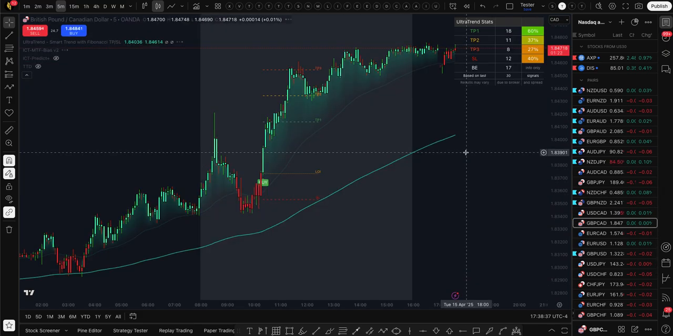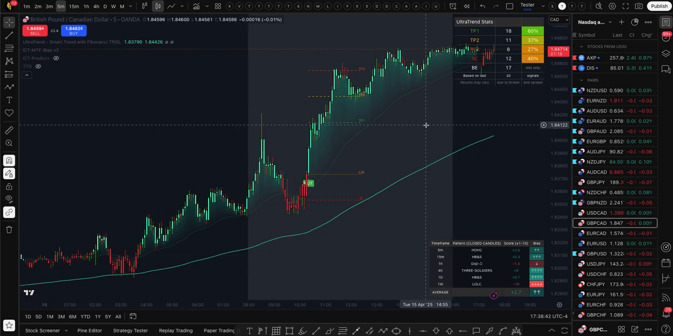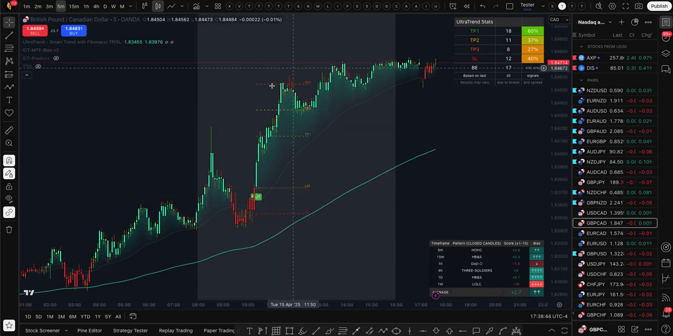So let's go to GBP CAT. This one, heck yes. This one would have been a beautiful TP3 right here. Beautiful, beautiful. However, notice these numbers. 60%.